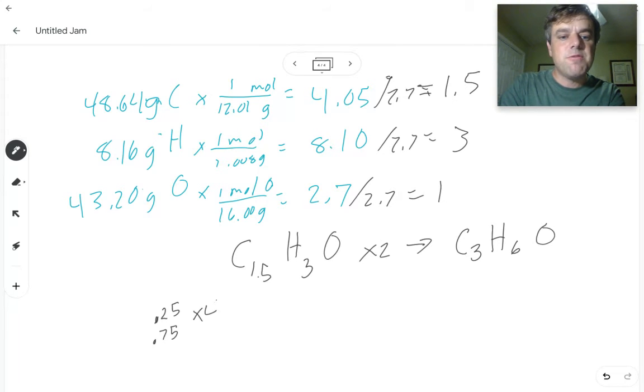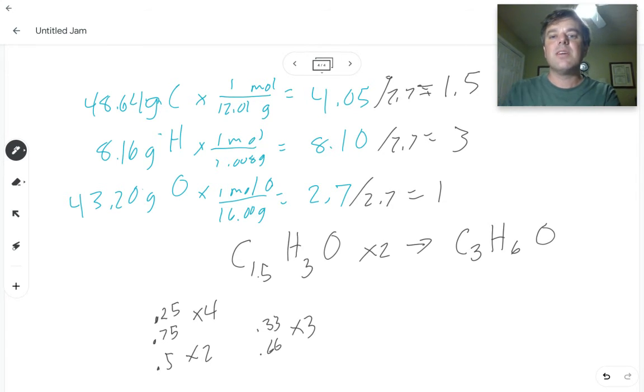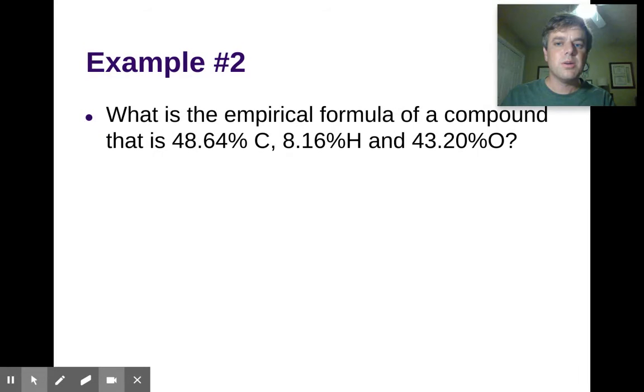Anytime you have something that is approximately like 0.25 or 0.75, that's like a fourth or 3/4, you would multiply by 4. If you have 0.5, you would multiply by 2. If you got something like 0.33 or 0.66, that's like a third or 2/3, then you would multiply by 3 to get rid of that repeating decimal fraction. Right?